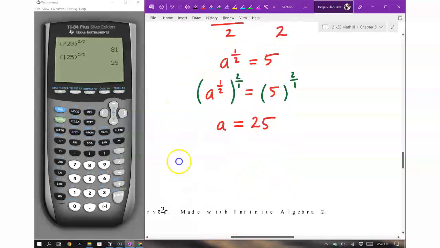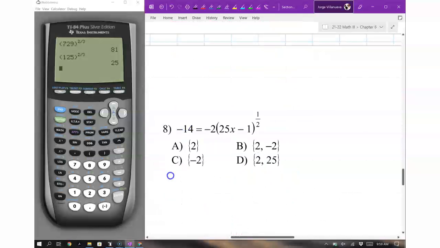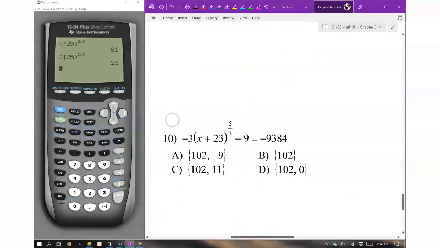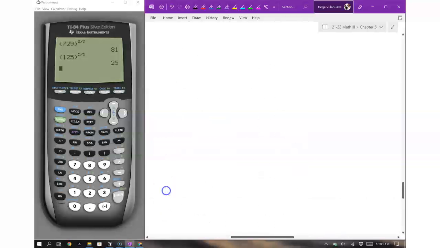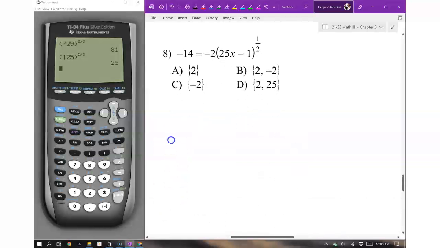So let's see. Next question. Just want to see how many there are. Okay, so there's 2 more we'll go over. All right. So here's number 8. Let me rewrite this.